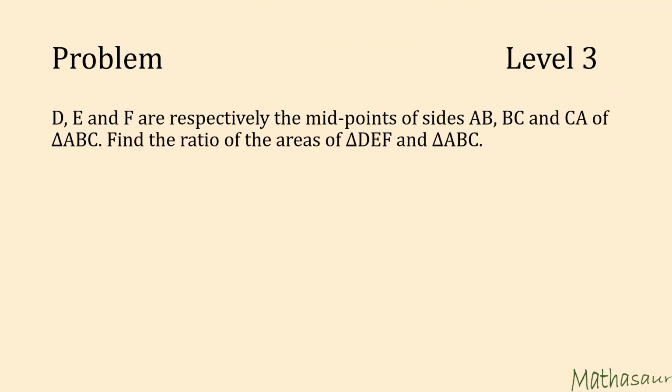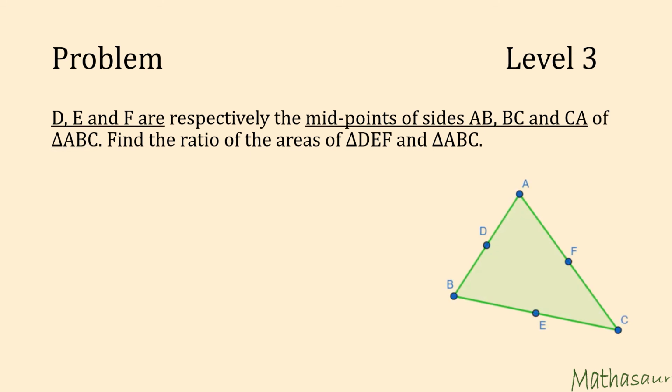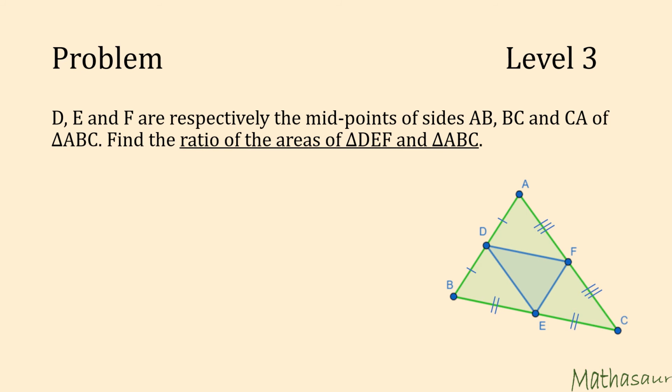D, E and F are respectively the midpoints of sides AB, BC and CA of triangle ABC. Find the ratio of the areas of triangle DEF and triangle ABC. So we have a triangle ABC and we are given the midpoints of these sides as D, E and F. Let us join D, E and F to form a triangle. Now we have to find the ratio of the blue triangle and the green triangle.